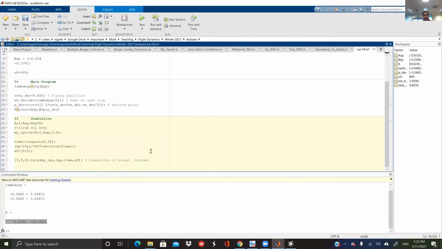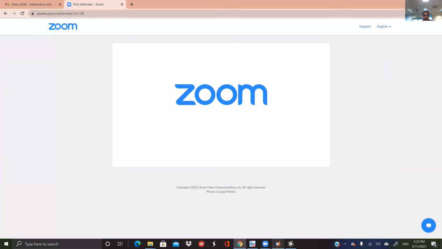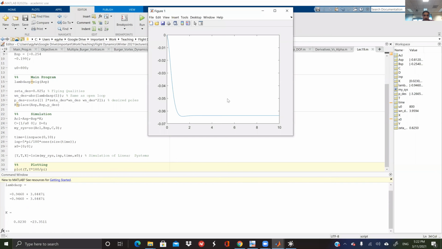In particular, let's now do plotting. Let's plot, say, time and your y. This is the angle of attack. And let's multiply by 180 over pi. Okay, let's run, see if there are any errors. Did it go through? Yeah, here is the angle of attack. It's a very small change, right?